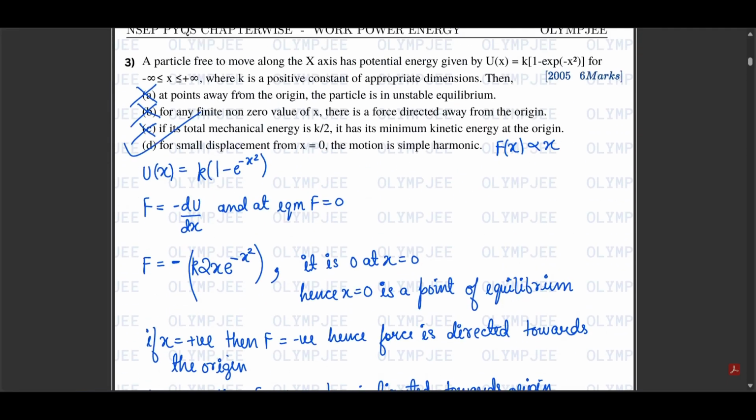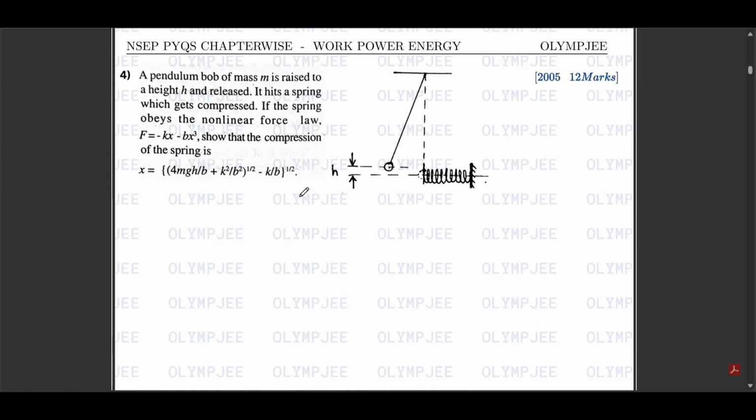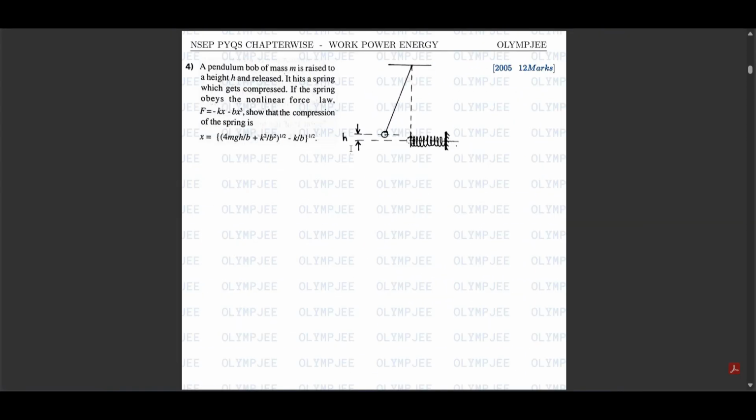So this was a nice question, and now we'll move on to question number 4. So moving on to the fourth question, it is a 12-marker question from 2005. It says that a pendulum bob of mass small m is raised to height h and released, and it hits a spring which gets compressed. So if the spring is following this non-linear force law, then we have to show that the compression length would be this in equilibrium, right?